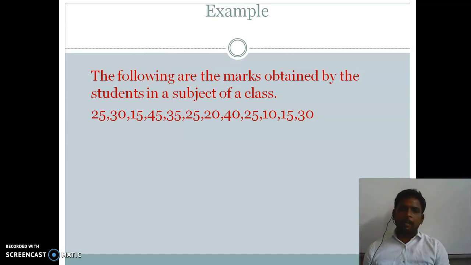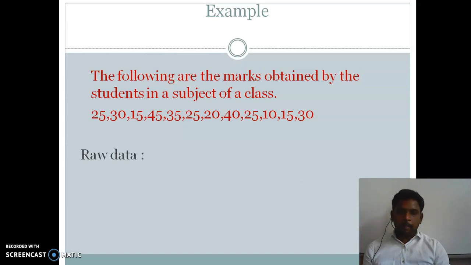So here some numbers are given. The numbers are nothing but marks, the marks obtained by the students in a class of a particular subject, right? So that is the information given. So how can we classify this information under three types of data, right? So what is the first type of data?